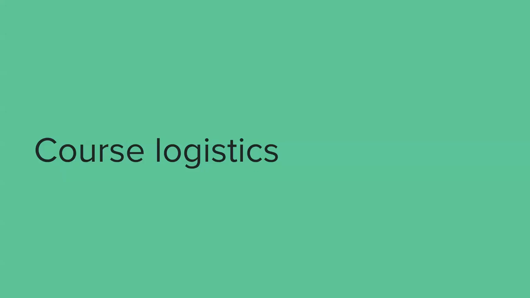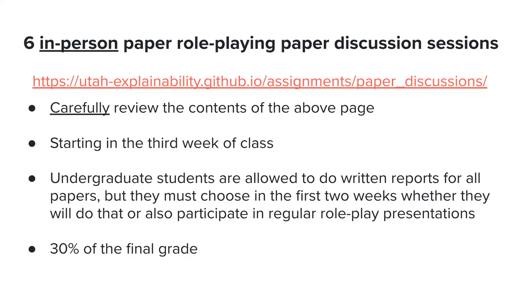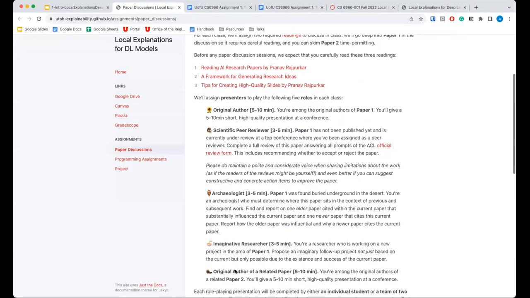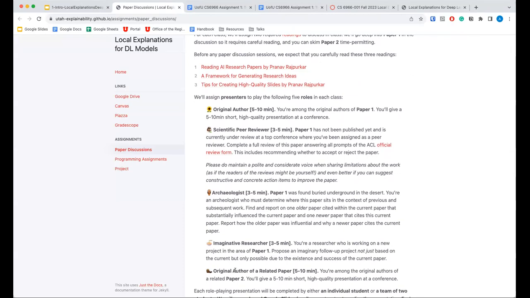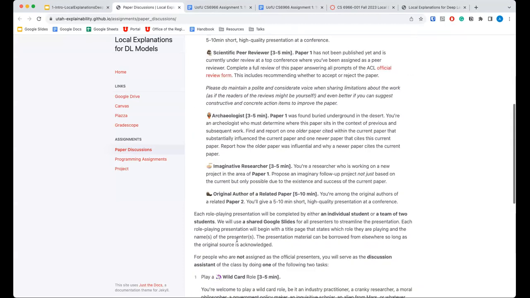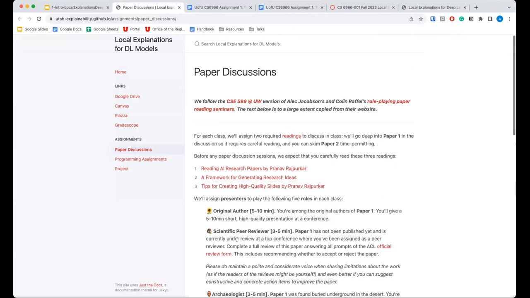So the first thing on my slide here is the six in-person paper discussion sessions. We are going to follow the format of the role-playing seminar, where there will be a couple of roles that are documented here. Please open this and read it carefully. Everywhere I say please read carefully, please do so, because there is too much information for me to read out in the class, but it's all important information for understanding how you're going to be evaluated.